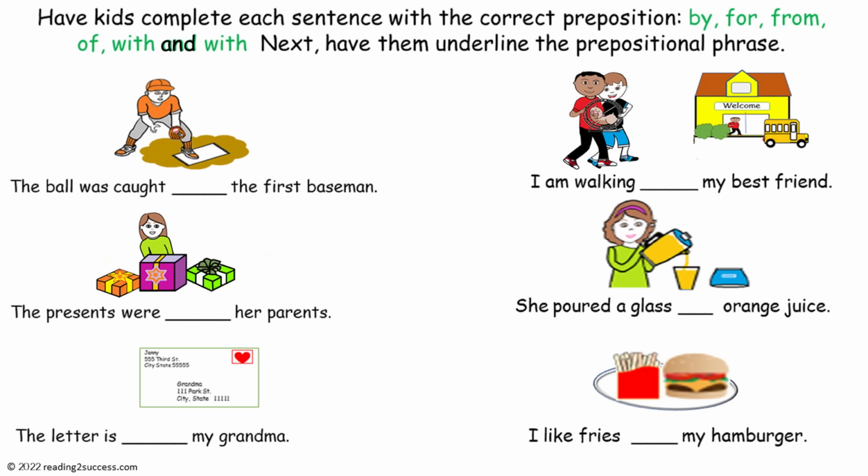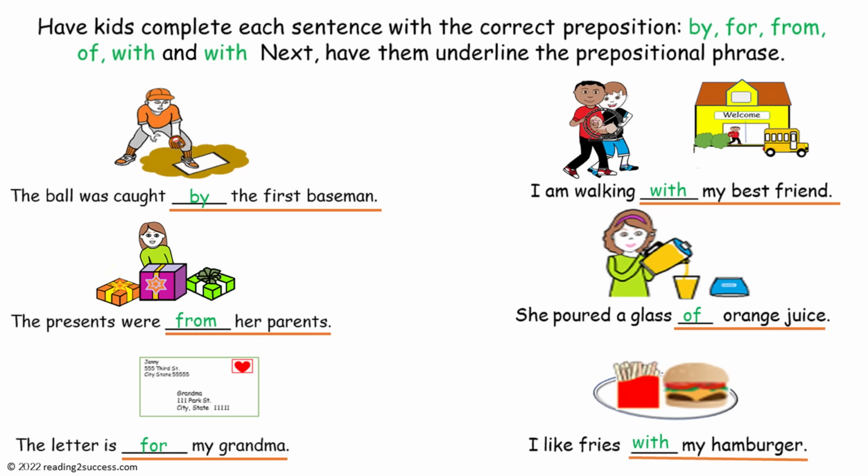Now have kids complete each sentence with the correct preposition: by, for, from, of, with, and with. Next, have them underline the prepositional phrase. And this is the completed example. The ball was caught by the first baseman. The presents were from her parents. The letter is for my grandma. I am walking with my best friend. She poured a glass of orange juice, and I like fries with my hamburger.